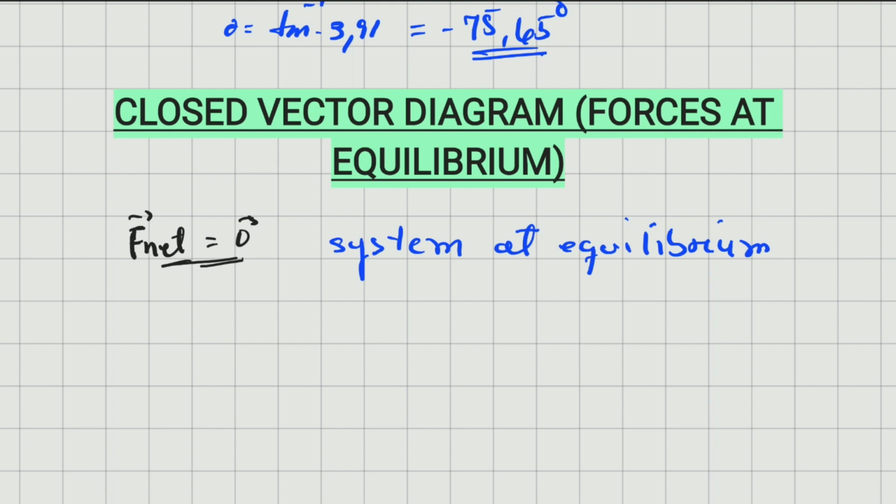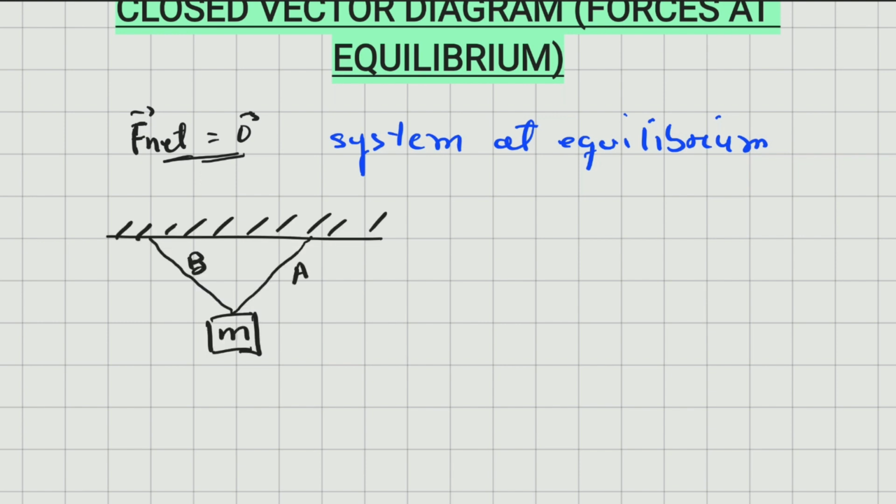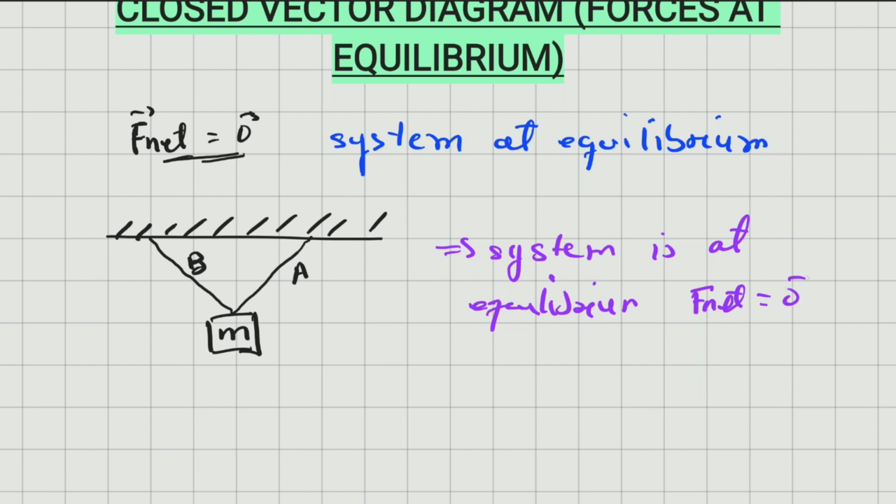Alright, so what does it mean that it is at equilibrium? If you have forces that act on an object and the object does not move, for example, let's see one picture here. Here we have a box which is hanging from the roof. The box is not moving, and if it's not moving, it's because the system is at equilibrium. Therefore for that system the net force is going to be equal to 0. Later on you will learn this as Newton's first law.